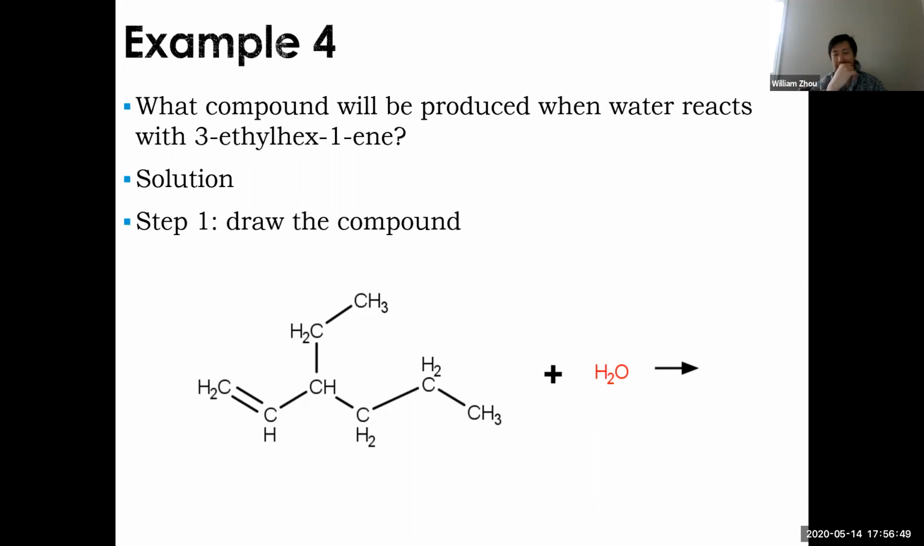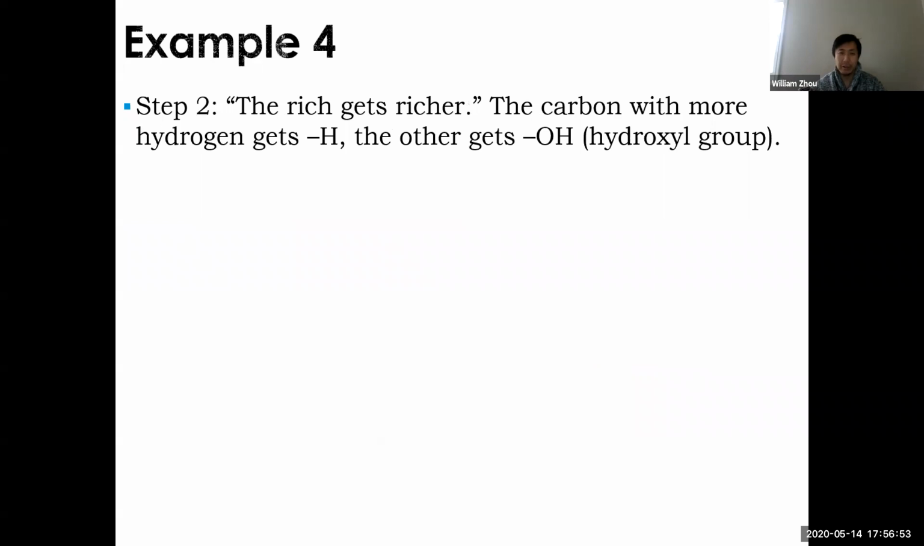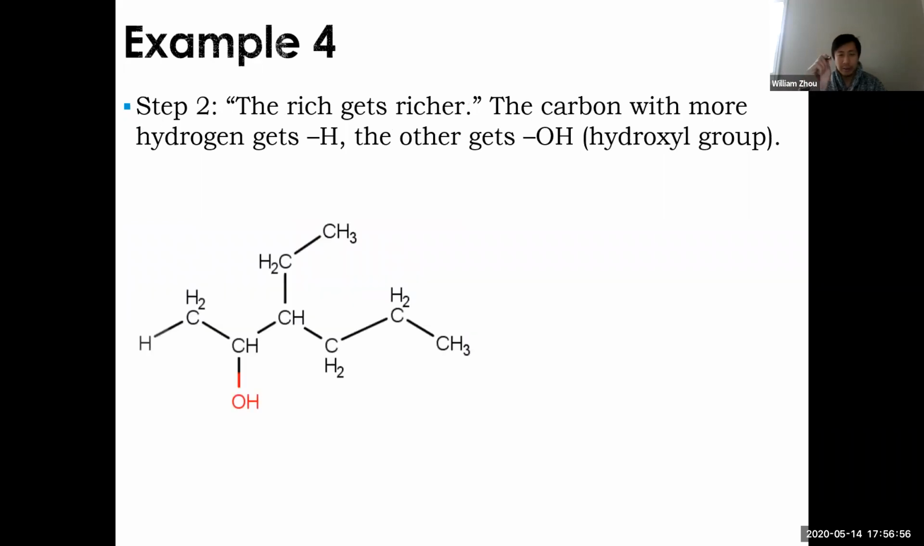Somebody gets the H, somebody gets the OH. Who gets the H? Well, Markovnikov. Rich gets richer. So the carbon already having two hydrogens will get the last hydrogen. So this one right here. Let me just highlight that one for you. So there's your hydrogen. And the other carbon, deficient of hydrogen, will get the hydroxide. And this will be your final product. Did you all get that? Something similar?